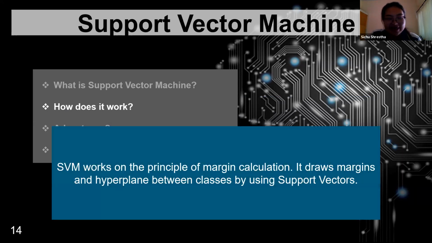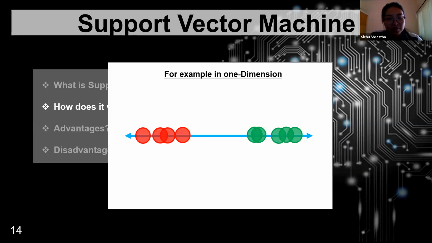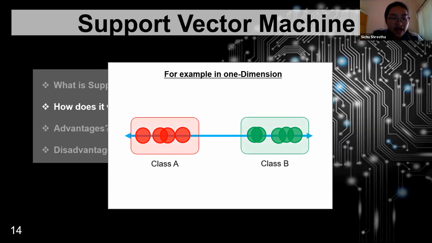Oh, first I forgot this. SVM, or support vector machine, works on the principle of margin calculation, drawing the margin and hyperplane between classes by using support vectors. So I will draw it for you to understand easily. The circles, red and green, are samples, and they are different colors because they are different classes, class A and class B.